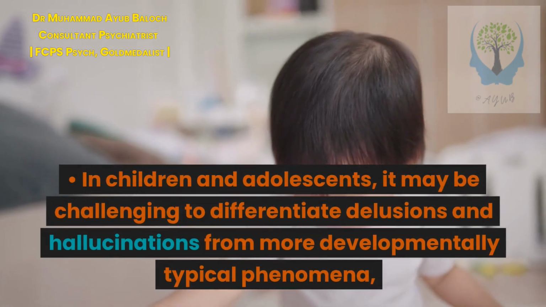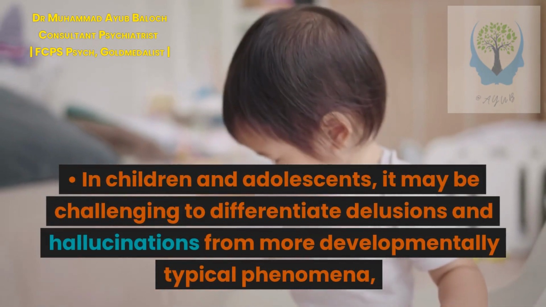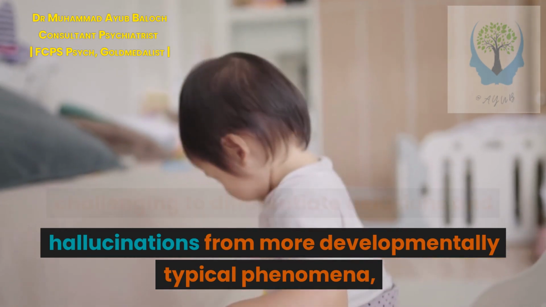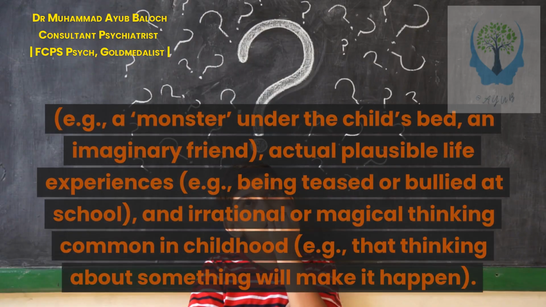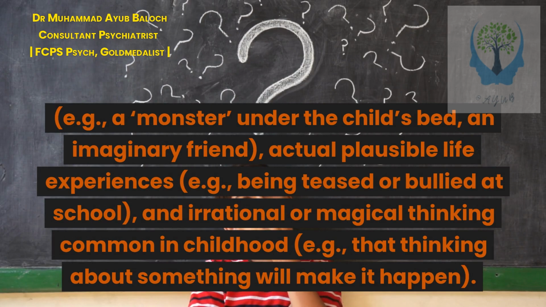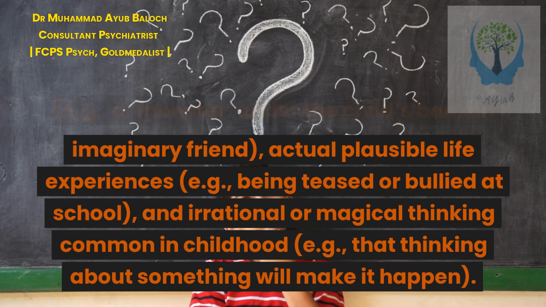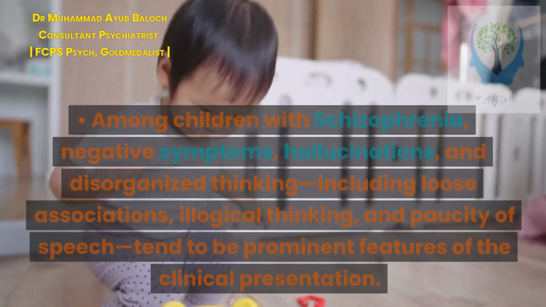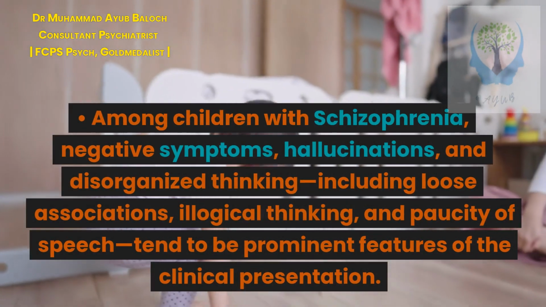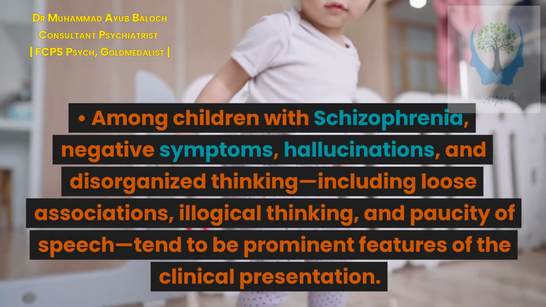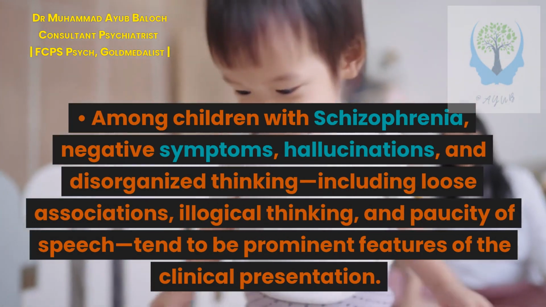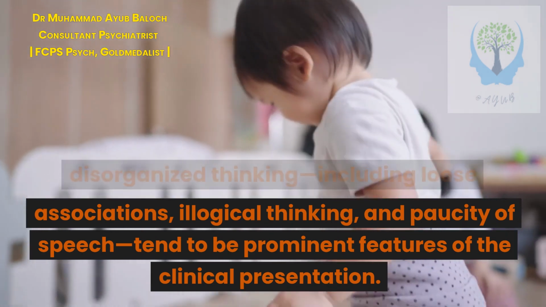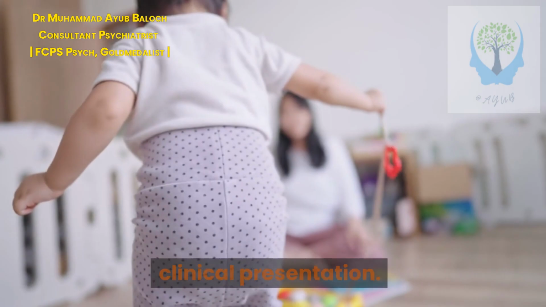In children and adolescents, it may be challenging to differentiate delusions and hallucinations from more developmentally typical phenomena. For example, a monster under the child's bed, an imaginary friend, actual plausible life experiences, for example, being teased or bullied at school, and irrational or magical thinking common in childhood, for example, that thinking about something will make it happen. Among children with schizophrenia, negative symptoms, hallucinations, and disorganized thinking, including loose associations, illogical thinking, and paucity of speech, tend to be prominent features of the clinical presentation.